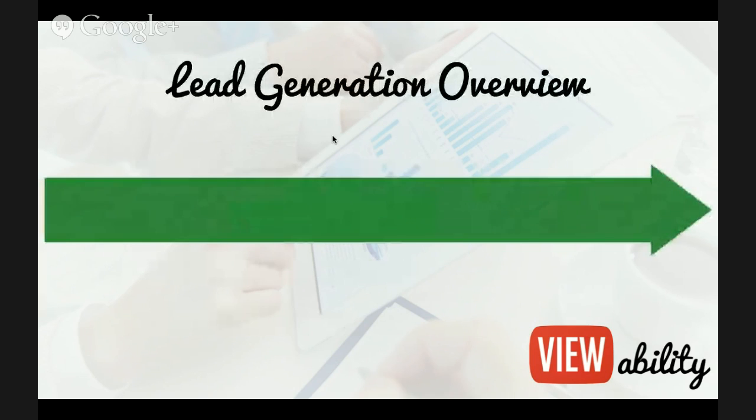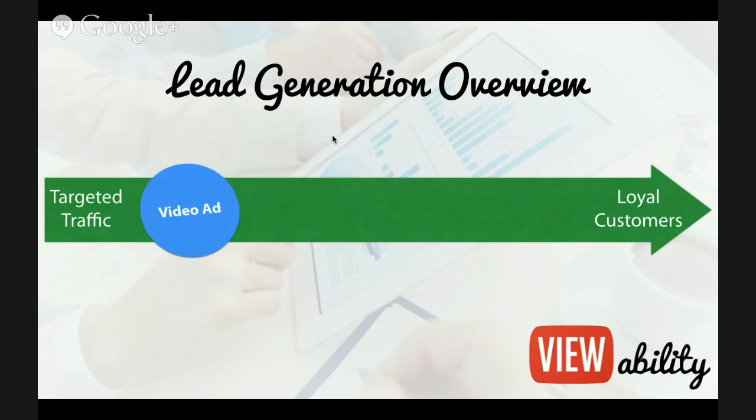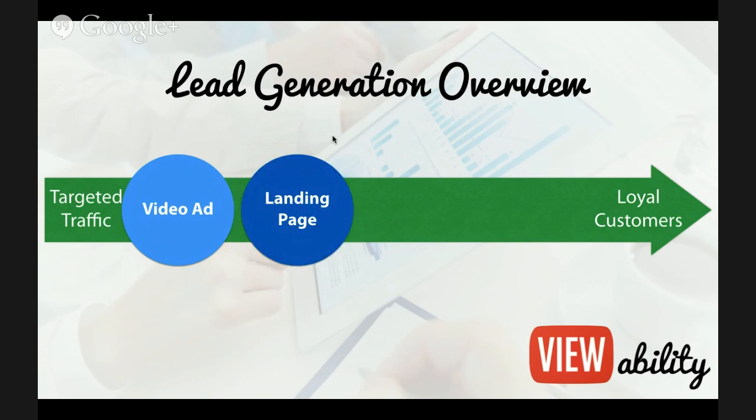So in terms of lead generation overview, let's just quickly go through this. What you're looking to do is get in front of exactly the right sort of people, so targeted traffic, and you're going to turn them into loyal customers. And there's a step-by-step formula. So you show the pre-roll ad or the video ad. We're talking about more pre-roll ads today as opposed to anything else. You get them back to your landing page, so where they come back to the first page on your website, whichever web page you wish to select.